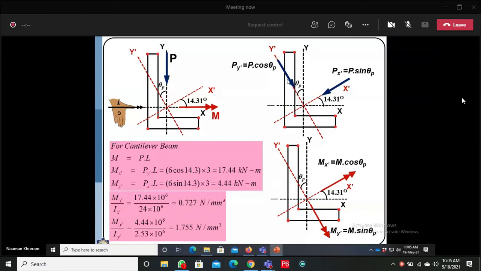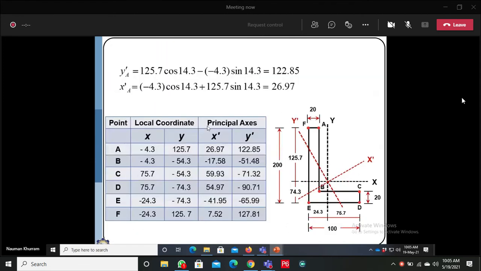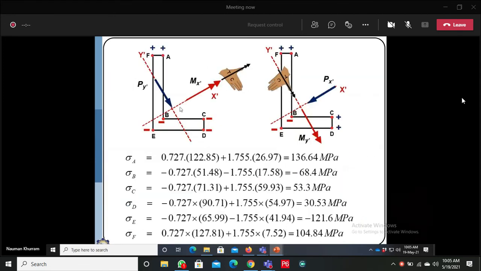In one diagram I have shown the load which is acting along the Y principal axis separately, and the load which is acting along the X principal axis separately, just like here. So I told you that if the load is acting along Y principal axis, then the moment will produce about X principal axis, and the axis about which the moment is acting will become the neutral axis, and one side of neutral axis will be in compression and the other side will be in tension.